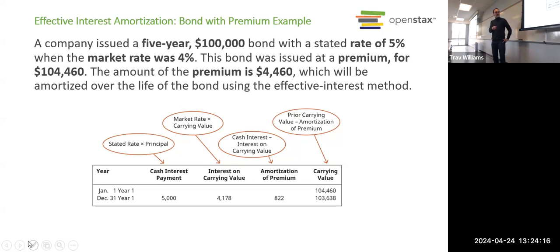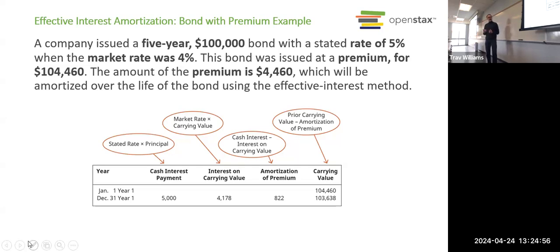Interest on the carrying value is the carrying value times the market rate. And then again, if there are multiple interest payments per year, you would divide by the number of payments. Then the difference between the two is your amortization of either the premium or the discount, whichever it happens to be. If it's a premium that you're amortizing, you subtract it from the carrying value. If it's a discount, you have to add it to the carrying value. That's really the only difference.